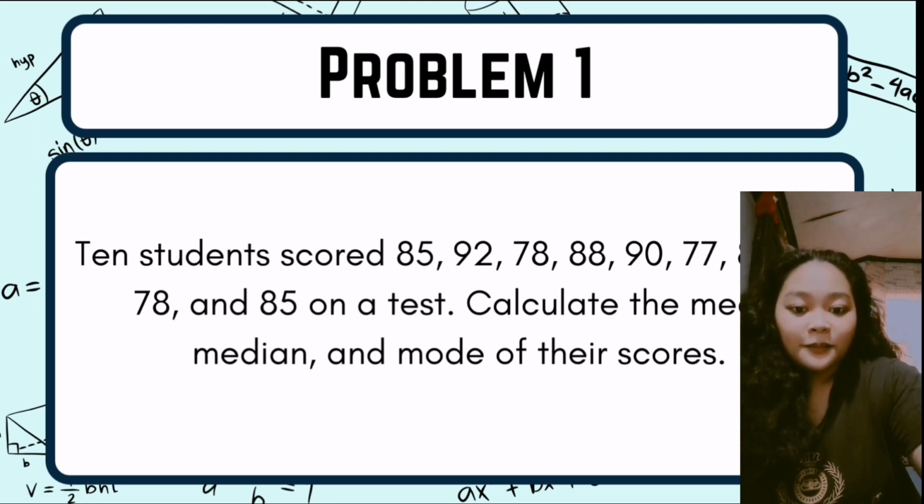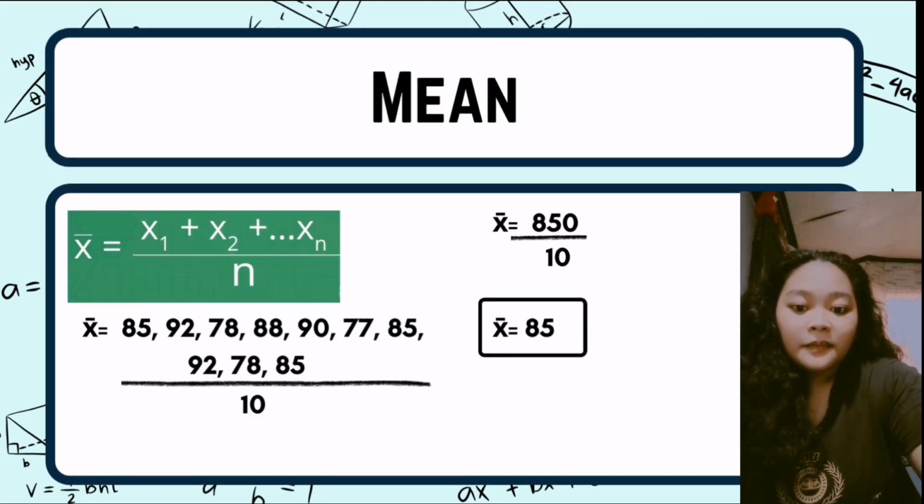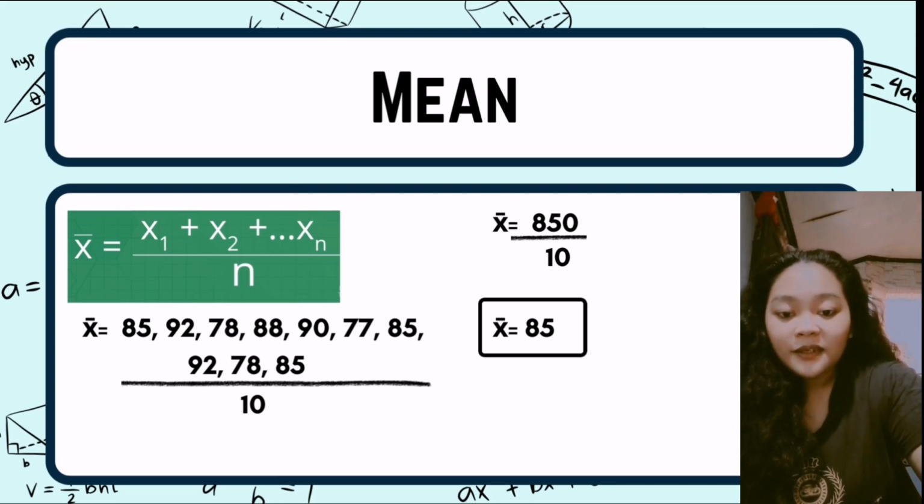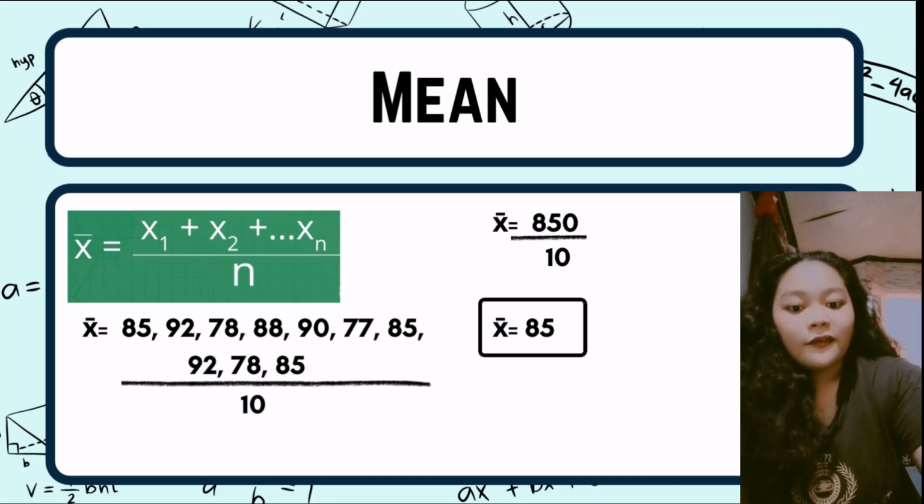First, we need to find the mean. So, for the mean, we need to add all the given numbers and divide by the total count of numbers. So, 85 plus 92 plus 78 plus 88 plus 90 plus 77 plus 85 plus 92 plus 78 plus 85 is equal to 850, divided by 10. So 850 divided by 10 is equal to 85. So therefore, our mean here is 85.